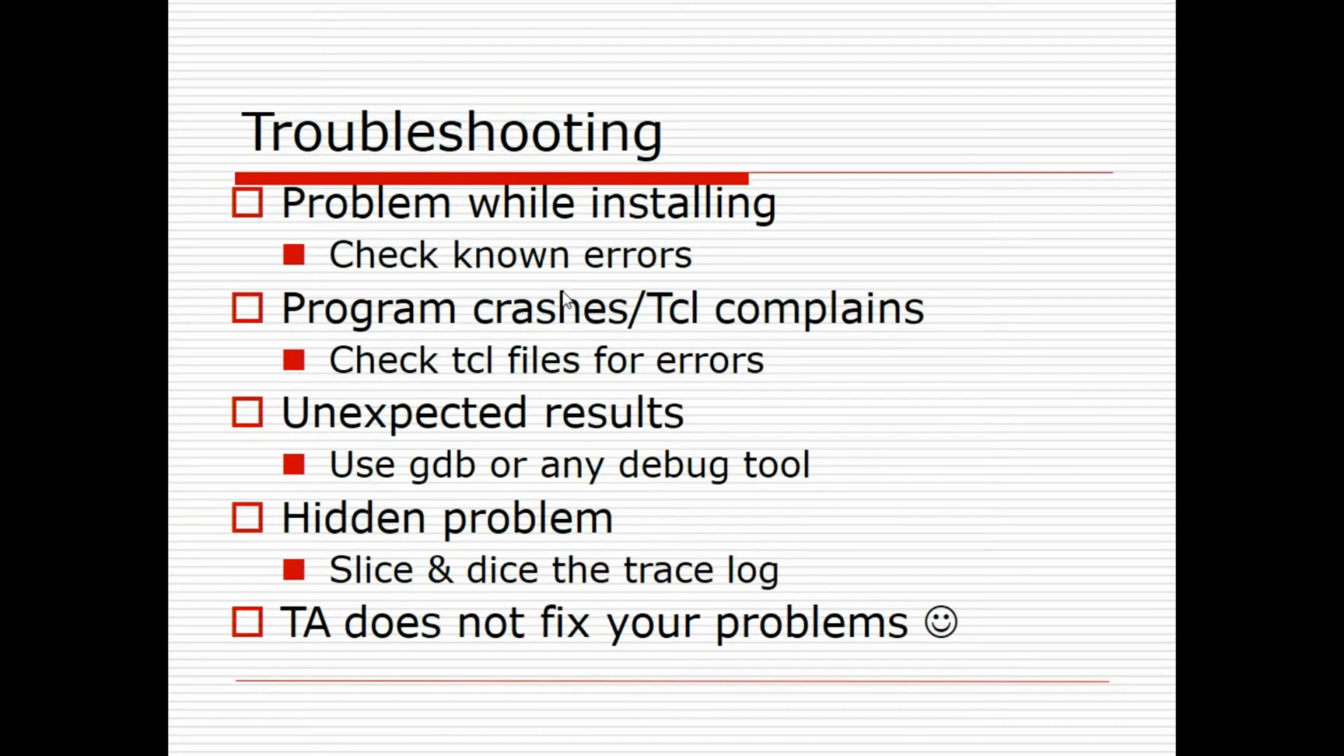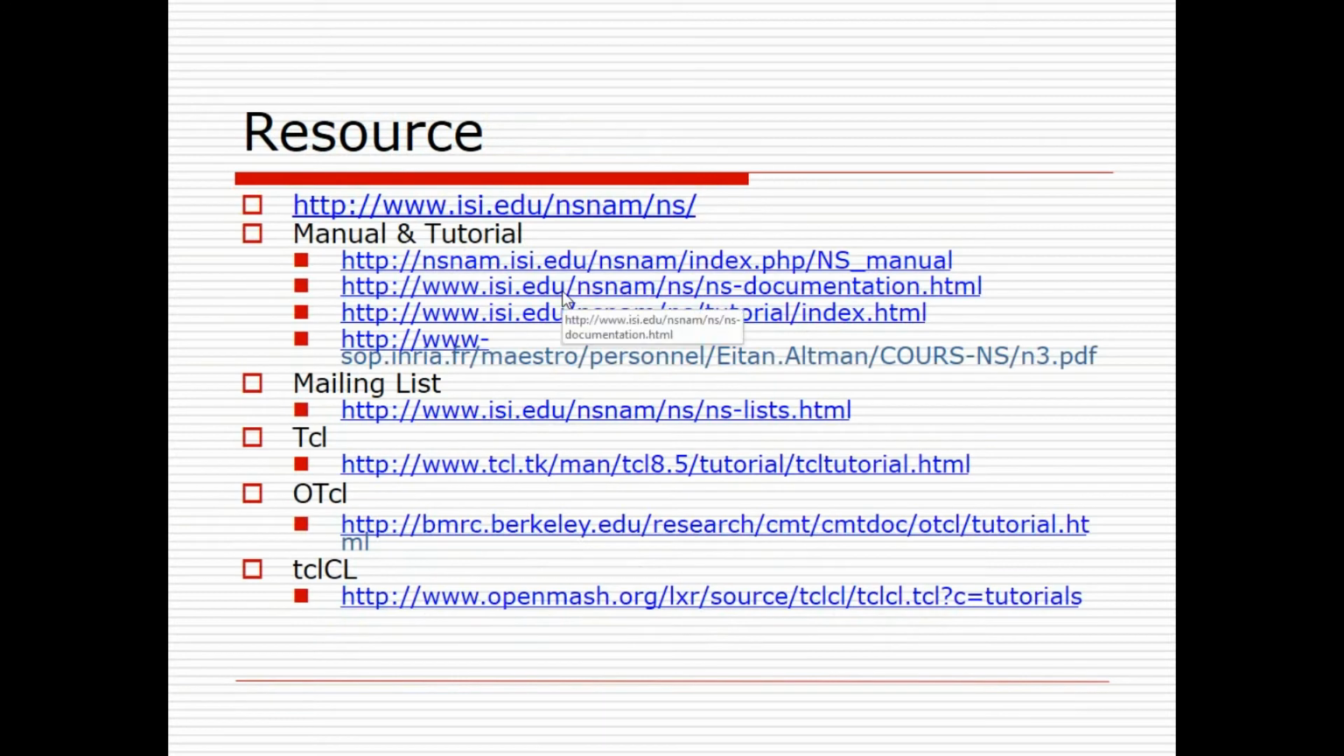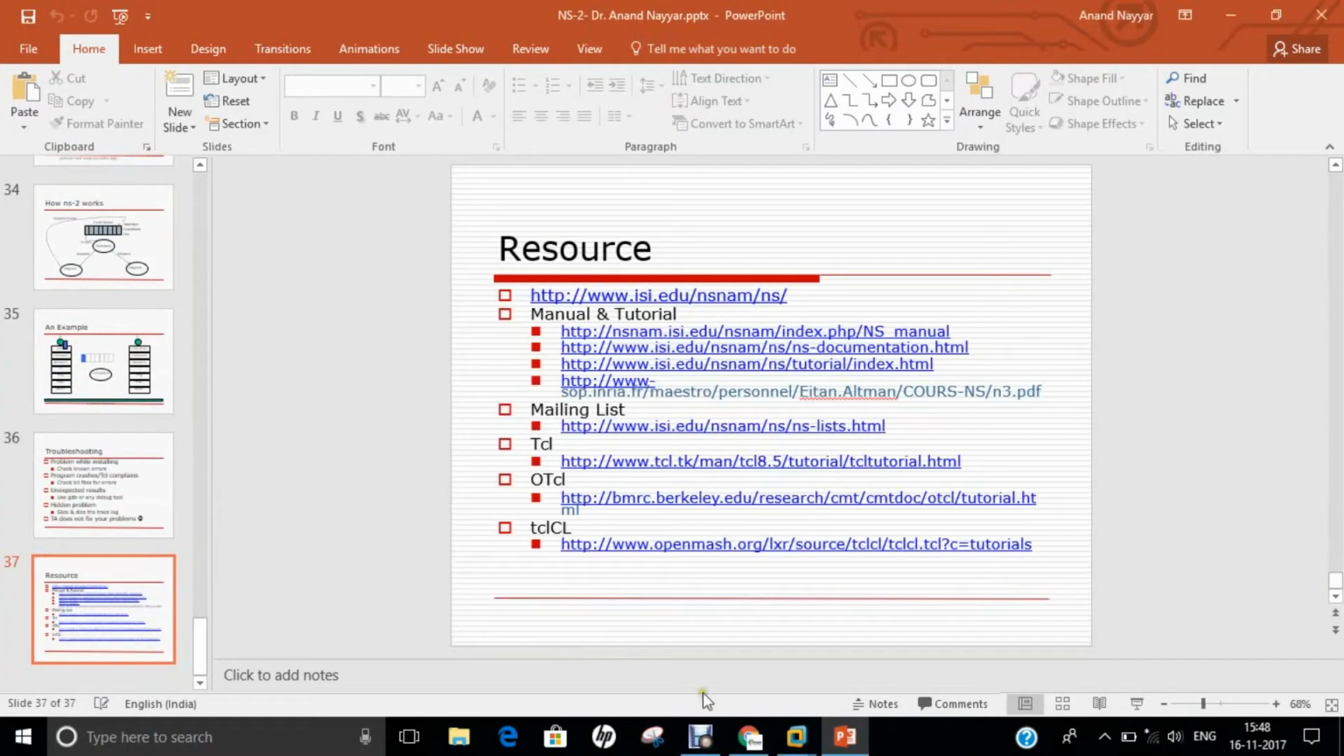So what are the basic troubleshooting problems? Problems while installing, check known errors, program crashes, unexpected results, hidden problems, and the TA doesn't fix your problems. Here are the most important resources which you can see, and I will leave all the links in the description below. Apart from it, you can read books like the NS2 manual or NS2 a complete reference, or you can go to books.google.com and download some books over there. So here is the PPT.